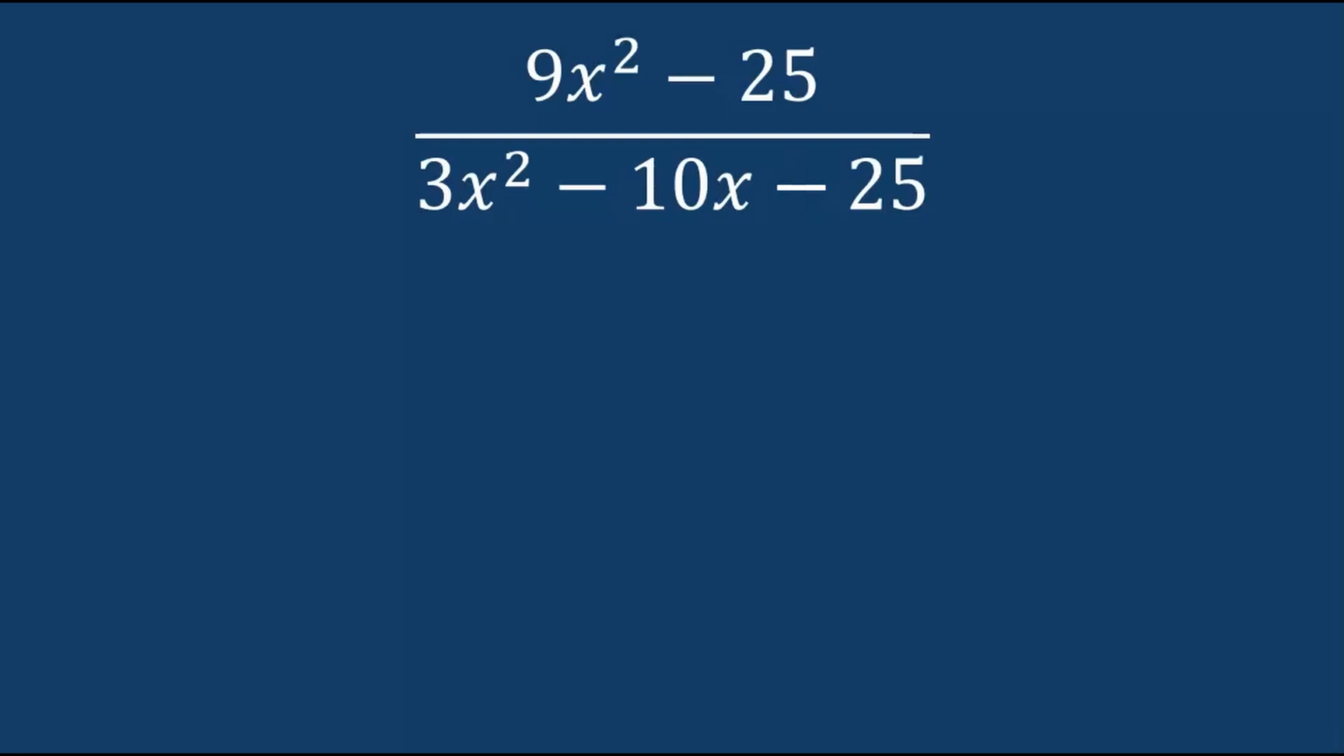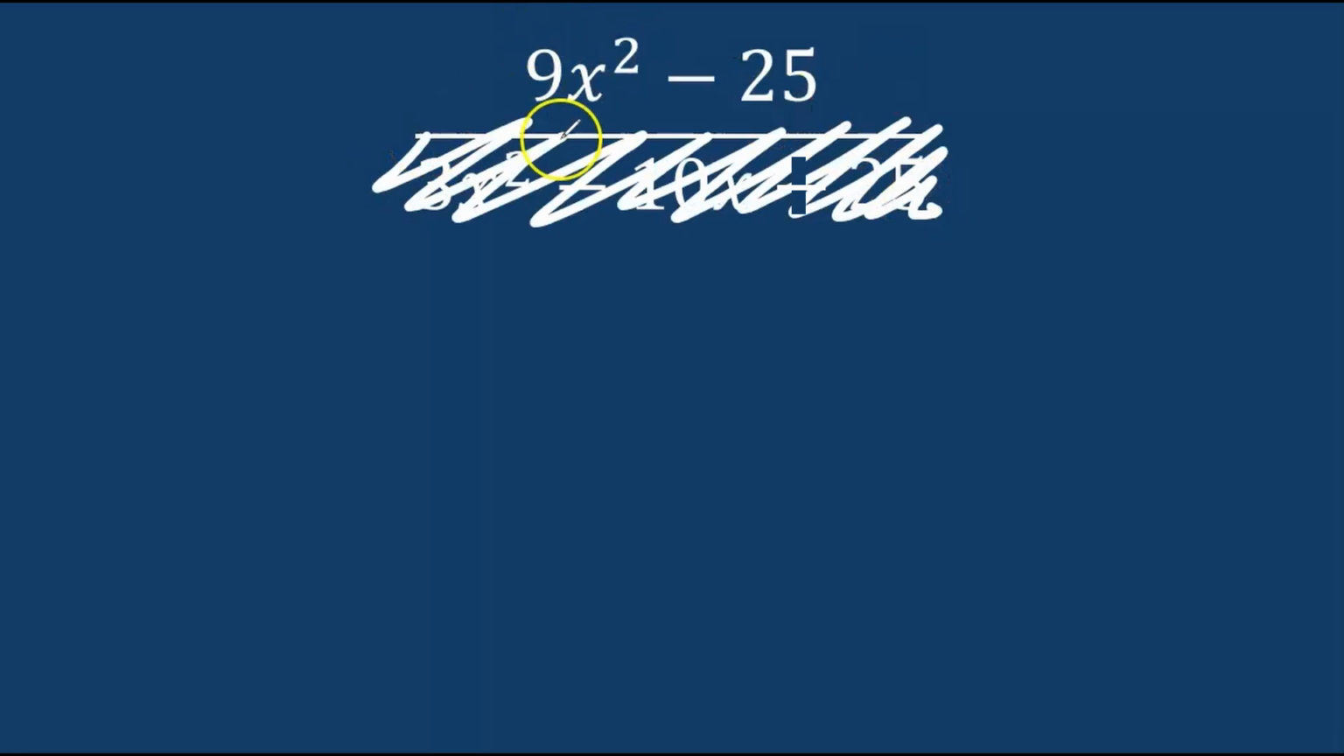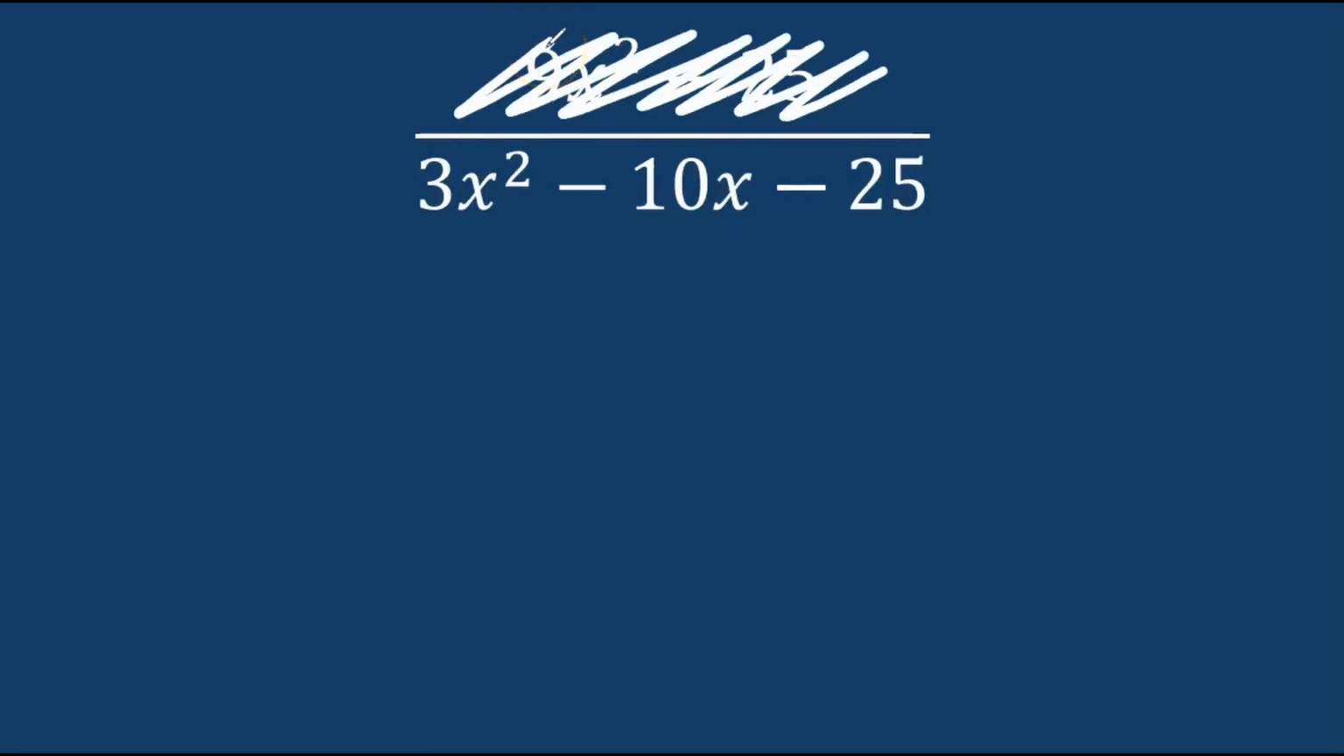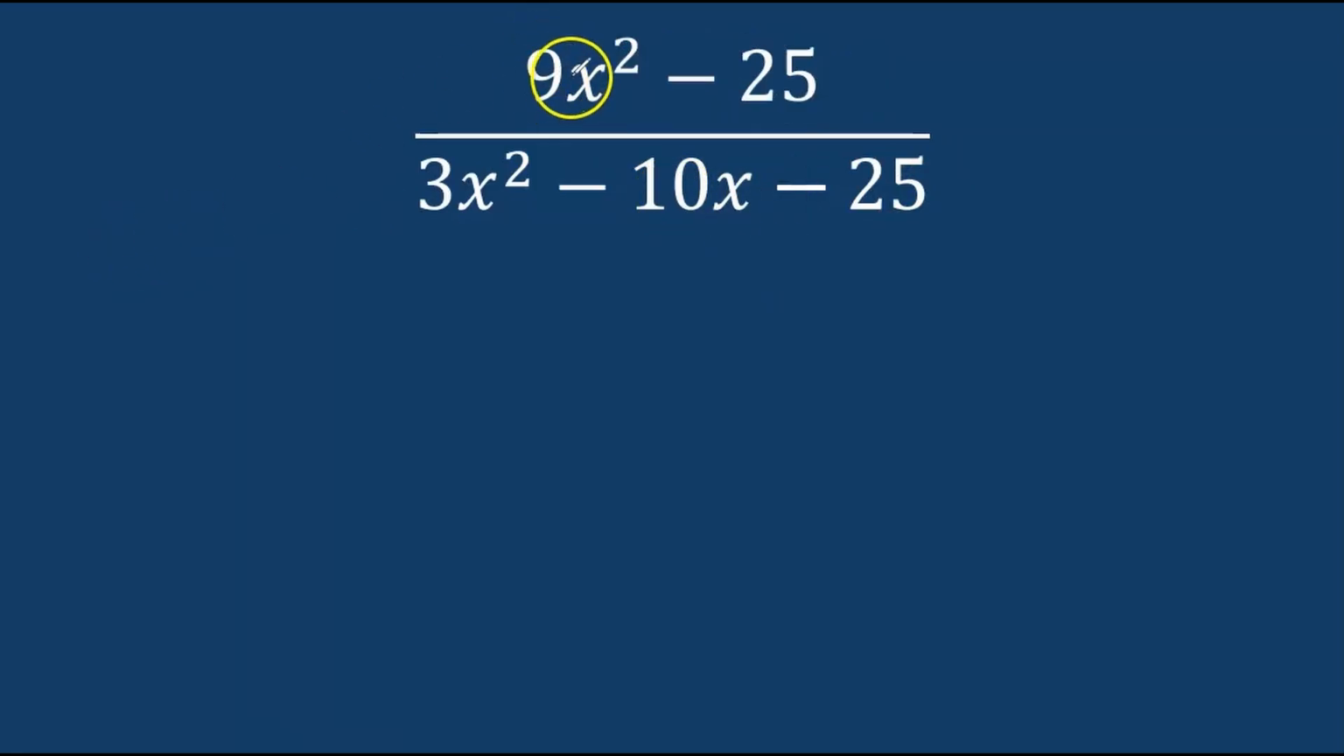So the first thing that I like to do when I'm looking at these problems is actually to think about them as two separate problems. I like to pretend that the denominator does not exist at all while I'm working with the numerator, and then I do the same thing when I work with the denominator. So right now we are only going to look at 9x squared minus 25.